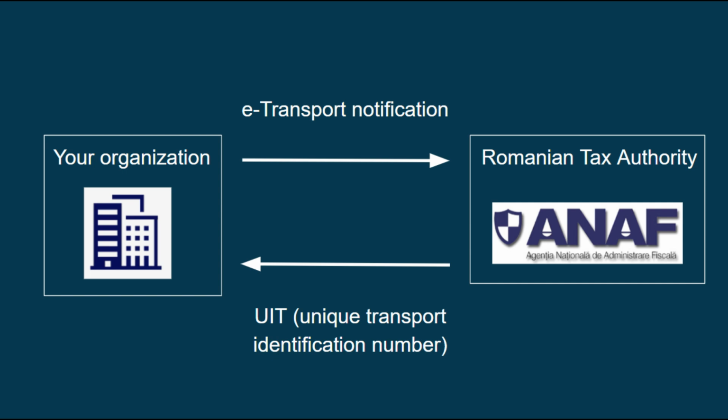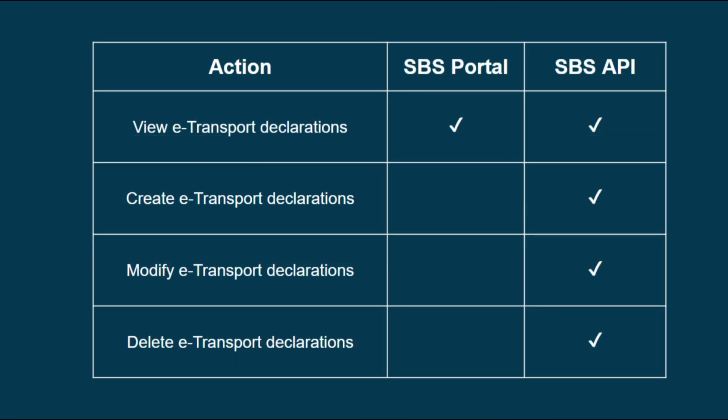Shipments are e-transport notifications created by your organization and uploaded to ANAF, with the purpose of obtaining a UIT, Unique Transport Identification Number. In this tutorial, we will view existing shipments and track their status without actually creating or modifying them. It is possible to create, modify, and delete shipments through the Socrate Business Services API. However, that's outside of the scope of this tutorial.